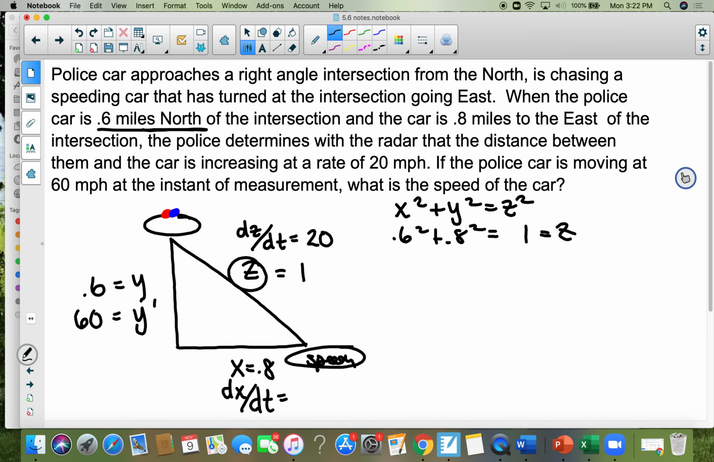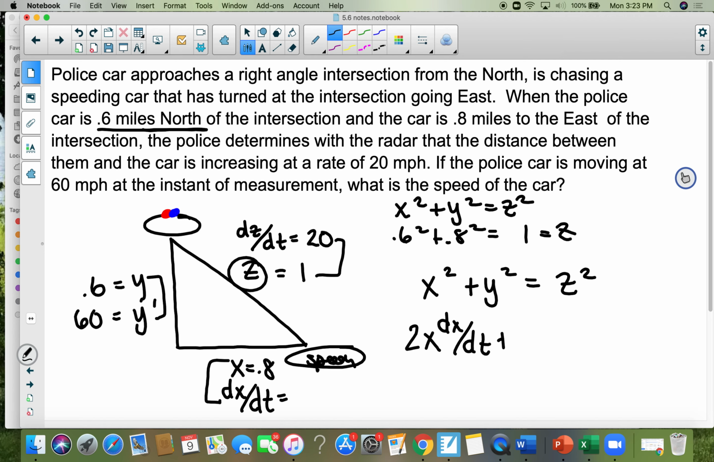Okay, so step 2 is to set up my equation. I'm going to use x squared plus y squared equals z squared. Notice that all three of them are changing. I know they're all changing because y prime is given, x is what I'm trying to find, dx dt, and dz dt is given. So when I find the derivative, it's going to be 2x dx dt plus 2y dy dt equals 2z dz dt.